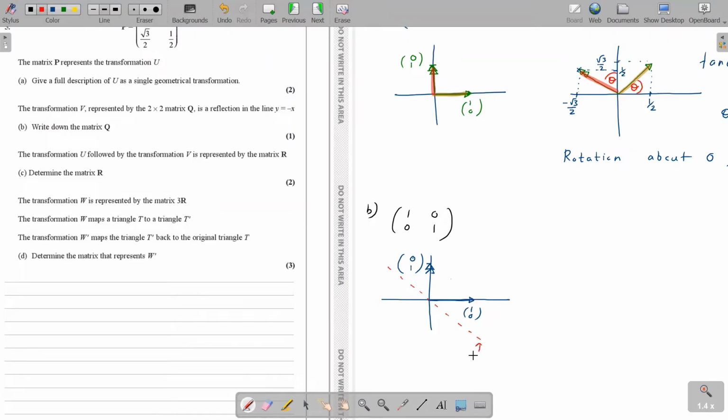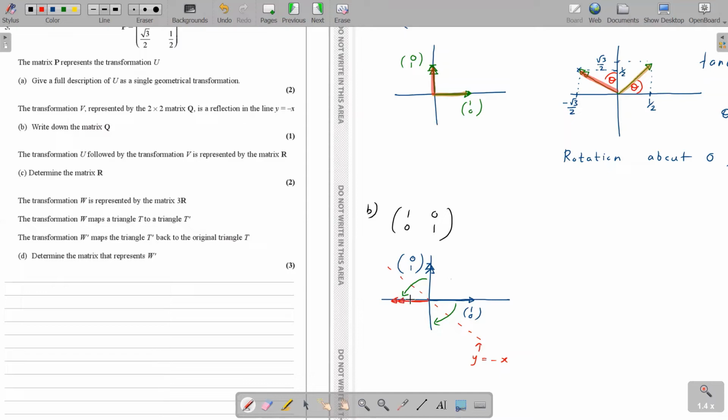So this is y equals minus x. What happens when you reflect in y equals minus x? You need to realize that this point comes over here, and this point comes over here. Shall we draw it? So what happens? The double arrow shifts over here.